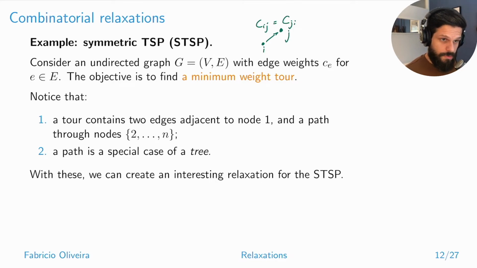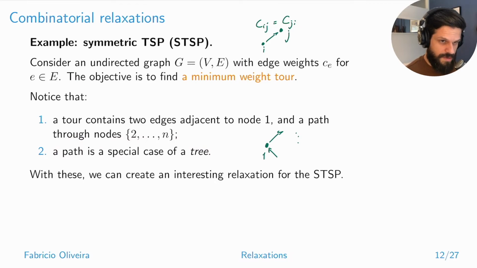So one thing that we know for sure is that, thinking of node 1 as our origin, any tour you make is going to have two edges adjacent to node 1. This is the node 1 where you started, you go somewhere, and then you do a tour, and then you arrive back. So node 1 is going to have 2 adjacent edges. Sorry, edge is the same as an arc. So we can say that this path is a special case of a tree.